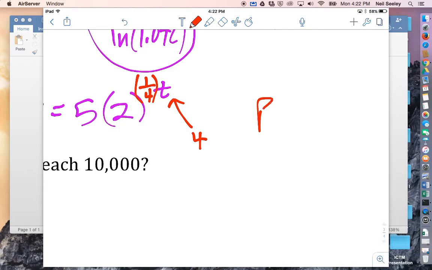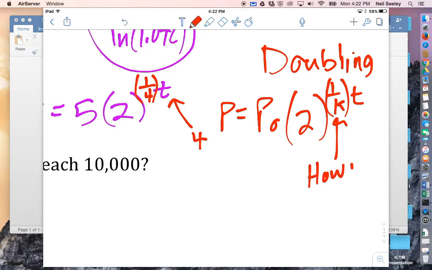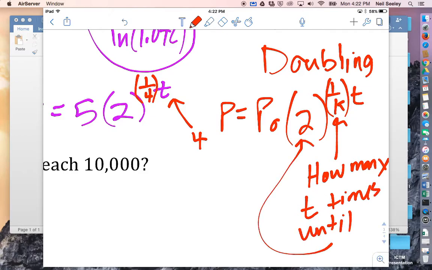The formula is p naught, so for doubling. And if it were tripling, we'd put 3 inside the parentheses. If it were halving, we'd put half in the parentheses. All follows the same process. But there's this 1/k times t that happens, and that k inside there is how often it doubles, how many t's until it achieves the growth factor that we have inside that. How many t times until the factor is achieved, so in this case doubling. Okay, so that's what we put in there.